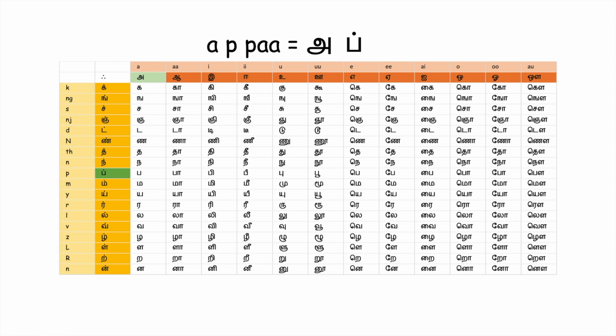And finally, pa is a combination of p and a, and we find that at the intersection of p and a right over here. So that's pa. So we add that to the end. So father in Tamil is Appa.